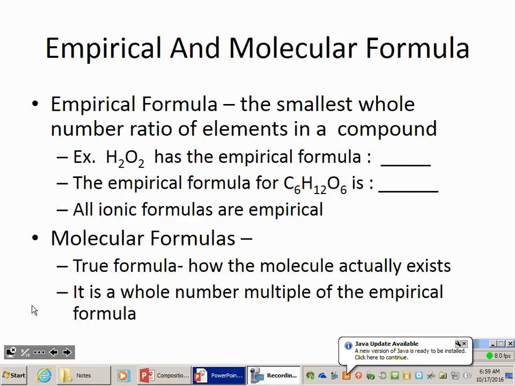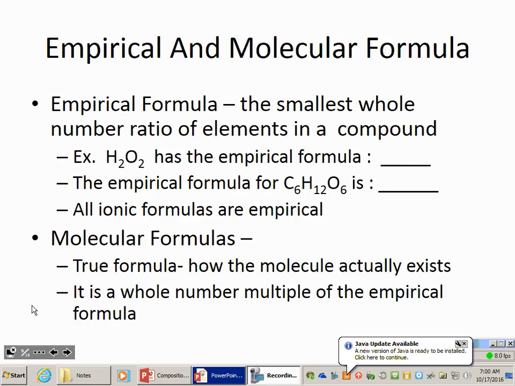The molecular formula is sometimes not the smallest whole number ratio of the atoms in the compound. So the molecular formula is how the molecule really is. We know that hydrogen peroxide, H2O2, is really bonded with two oxygens bonded to each other, and each of those oxygens having a ligand of hydrogen. And it is a whole number multiple of whatever the empirical formula is calculated to be.